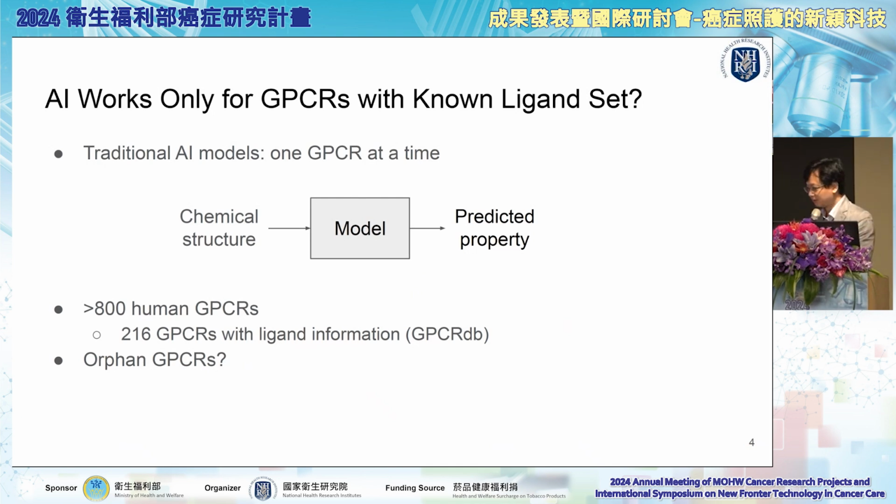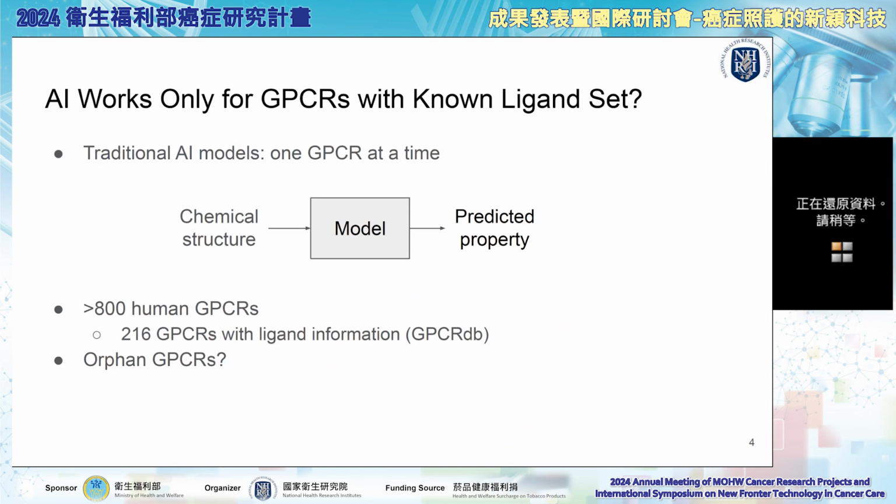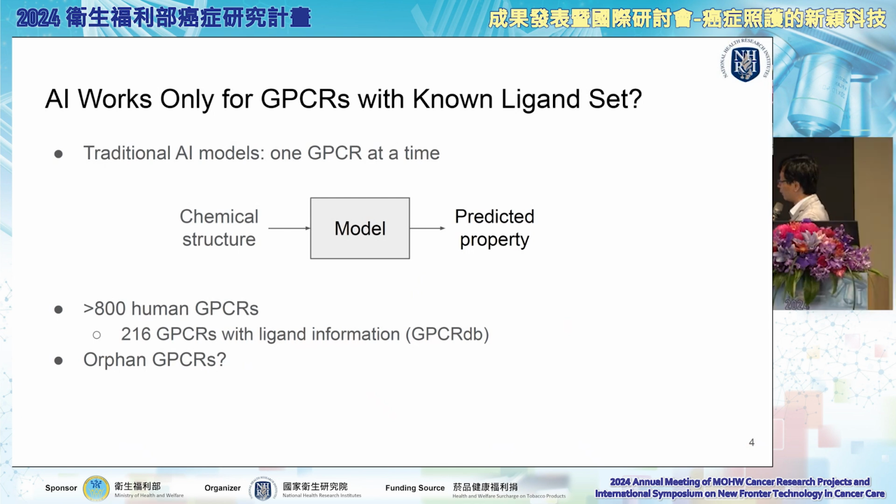But when we look at the largest GPCR database, GPCR-DB, we find that among all those 800 or 900 human GPCRs, there are only 216 GPCRs with ligand information. That means for most GPCRs, we don't have the data for building a reliable AI model, or even an unreliable one, because we don't have data.